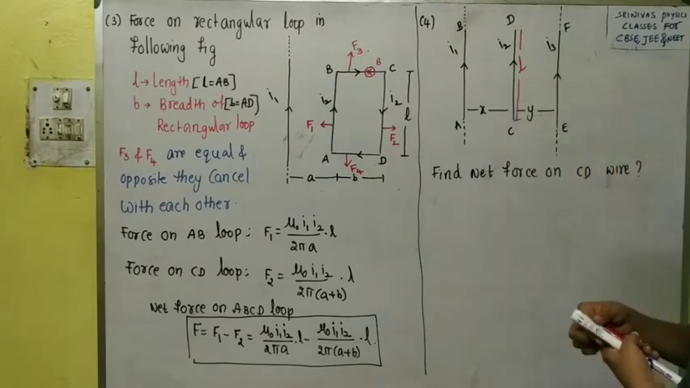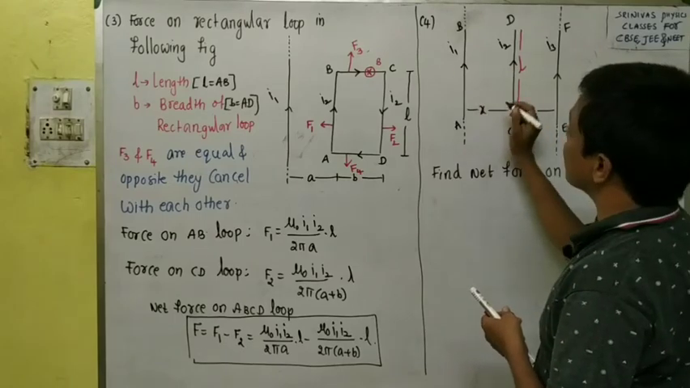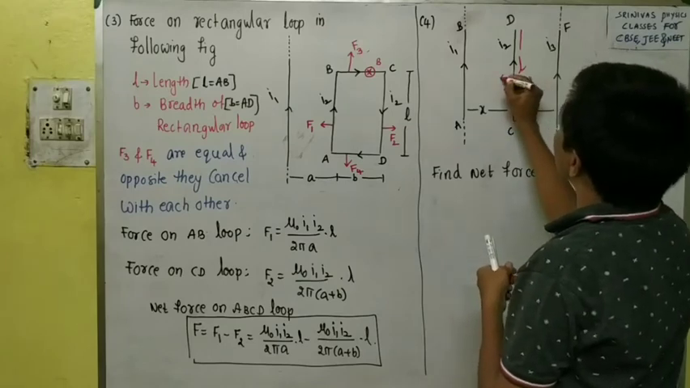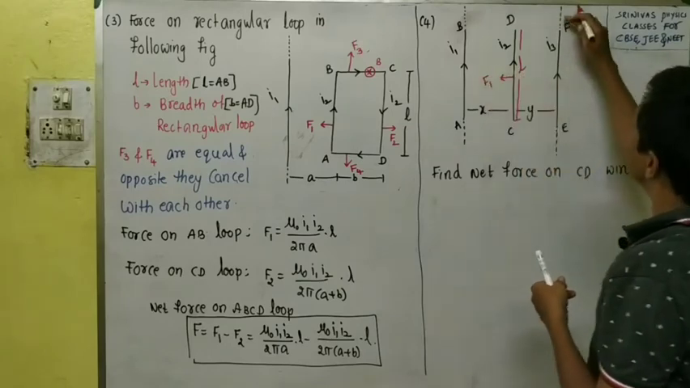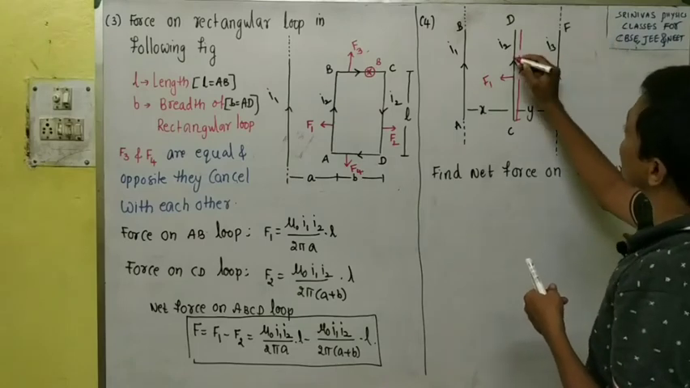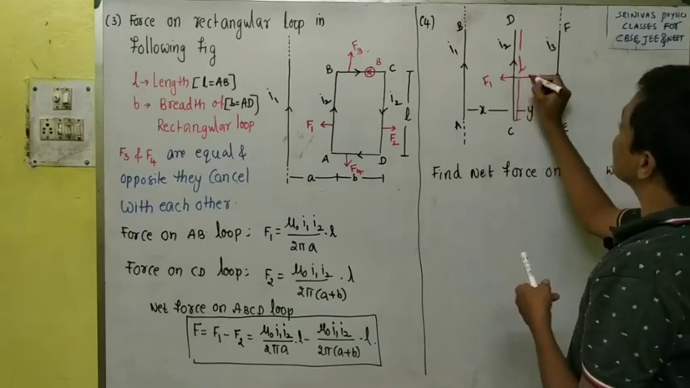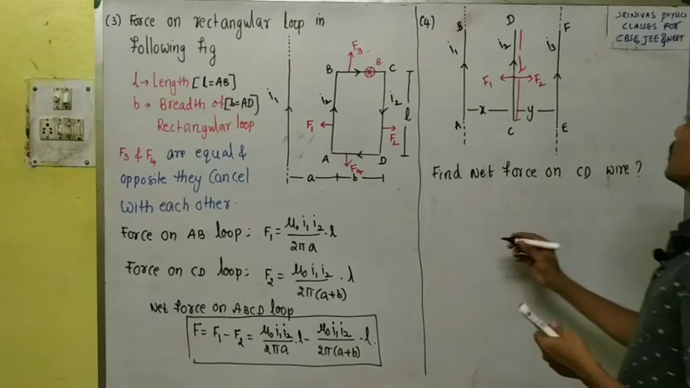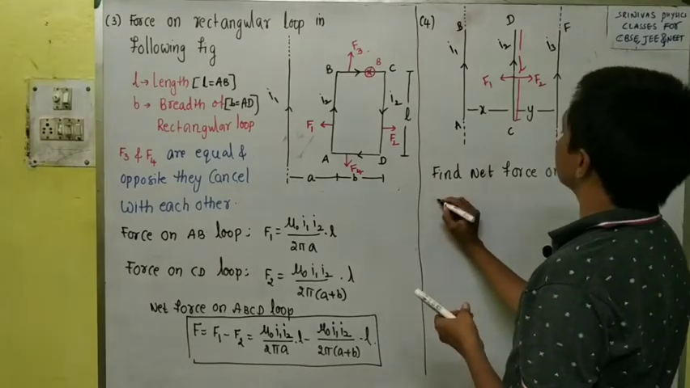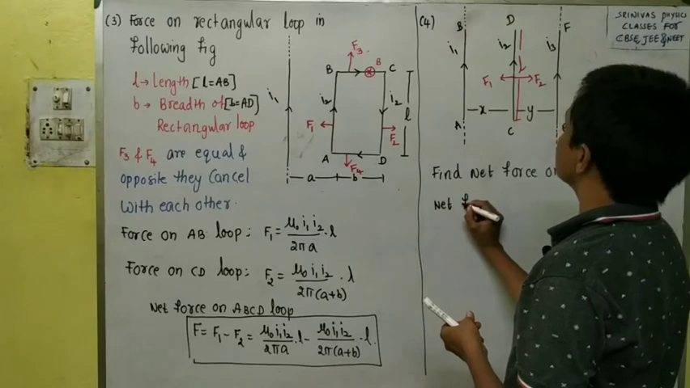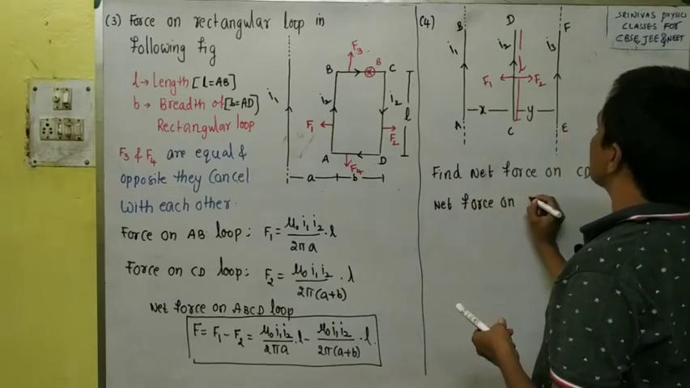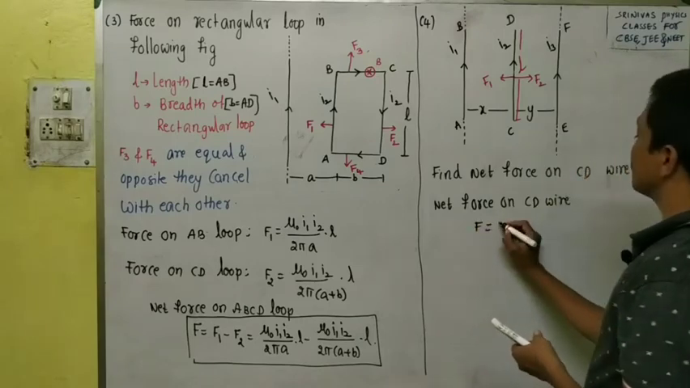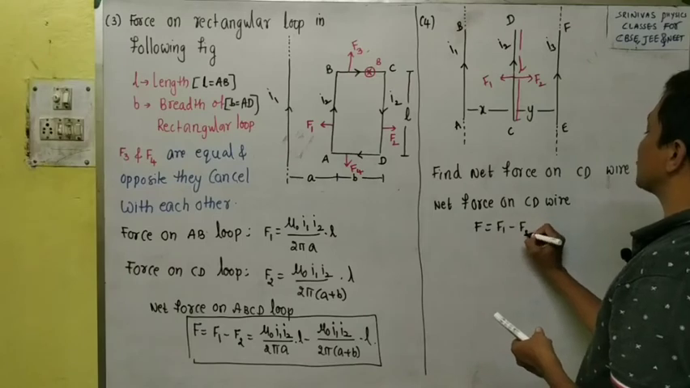Look here, if you want to find the net force, these two currents are in the same direction, so an attraction force will be there. This AB wire attracts the CD this side, this is F1, and this EF wire also attracts the CD because the current is in the same direction. This is F2. I want to find the net force. We have to subtract them. Net force on the CD wire is F equals F1 minus F2, because they are in opposite direction.